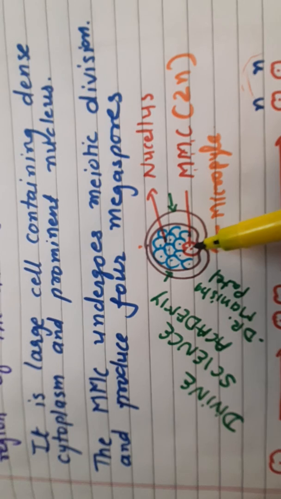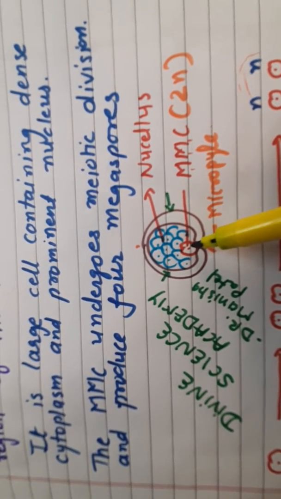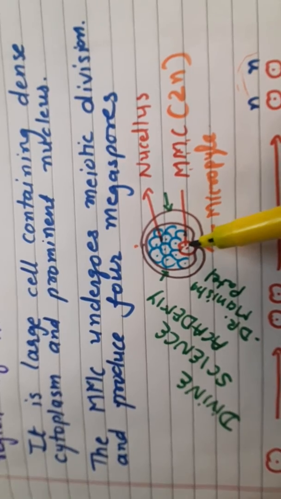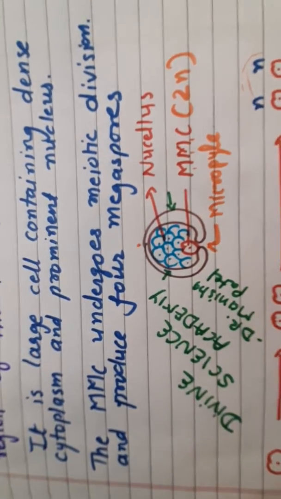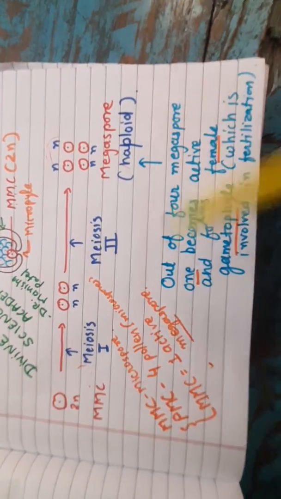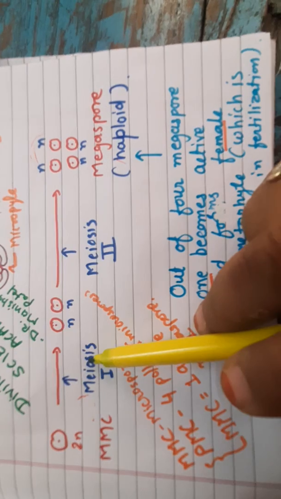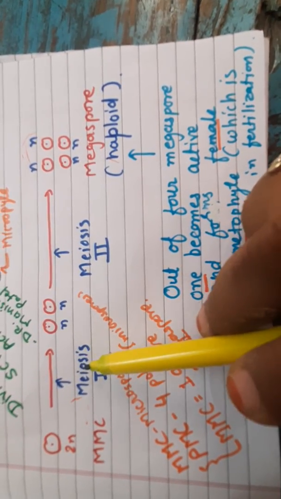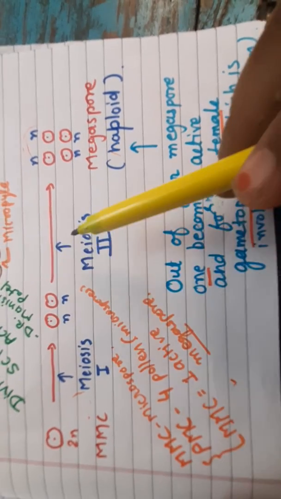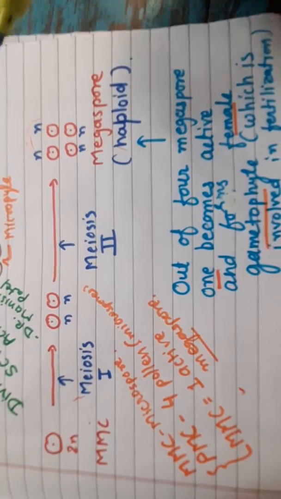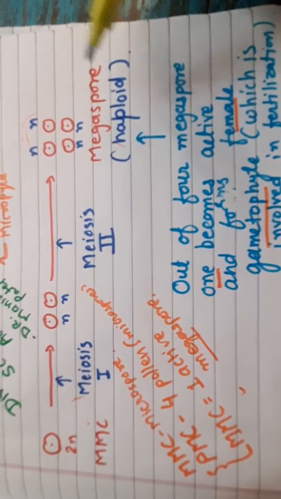That one cell which becomes active, the megaspore mother cell, undergoes meiotic division and forms 4 megaspores. So this is meiotic division. This is the megaspore mother cell, which is diploid. This is meiotic division and its first phase, meiosis 1. Due to meiosis 2, we are having 4 haploid megaspores.